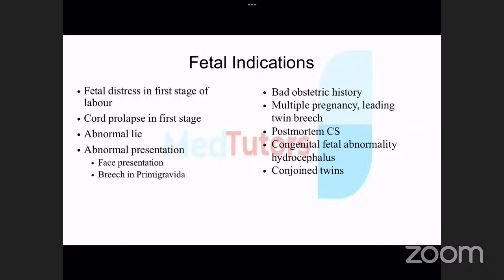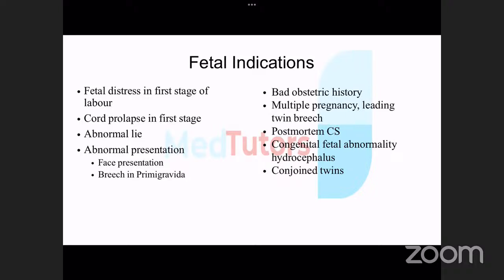Fetal indications. Now, fetal distress in the first stage of labor. The woman is in labor, there's fetal distress, but she's in the first stage, which means the cervical dilatation has not reached 10 centimeters. That's an indication for cesarean section. Cord prolapse in the first stage. The woman is in labor, she's less than 10 cm dilated, but the cord has prolapsed.